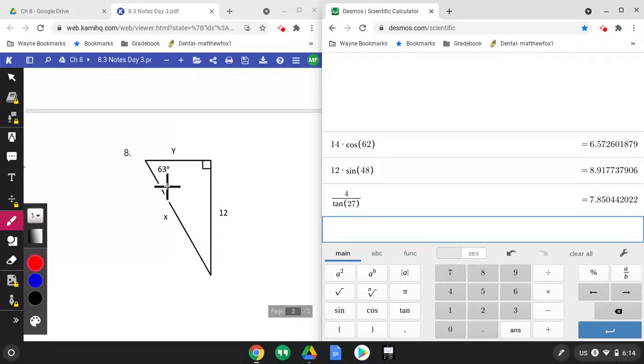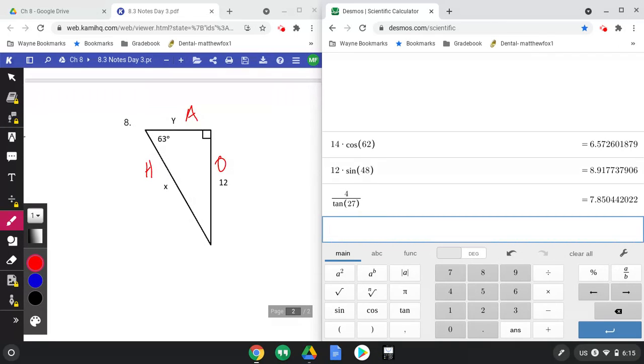Now, 63 degrees is up here in the corner. So compared to that, x is my h, y is my a, and 12 is my o. However, I need to be careful as I solve this. I cannot solve with a and h because those are both variables. I have to use this 12. So we know we're going to have to use the o. So either do o and a or o and h. It doesn't matter. So I'm going to start with o and h.